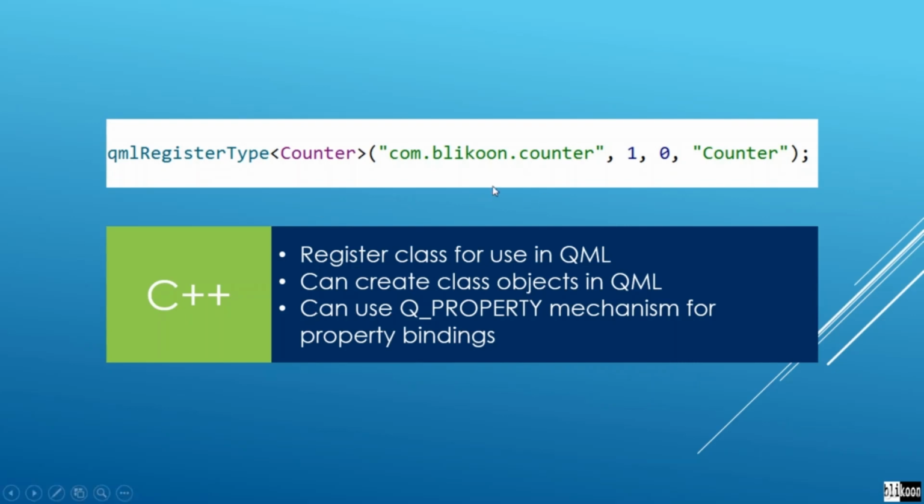You have to pass in a few parameters. You have to pass in a string that identifies the library or the module that contains the class. You have to pass in a major version, a minor version, and you have to pass in the string that you are going to use to instantiate that object in QML. This is really all you have to do on the C++ side. You define your class and then you expose it like this.